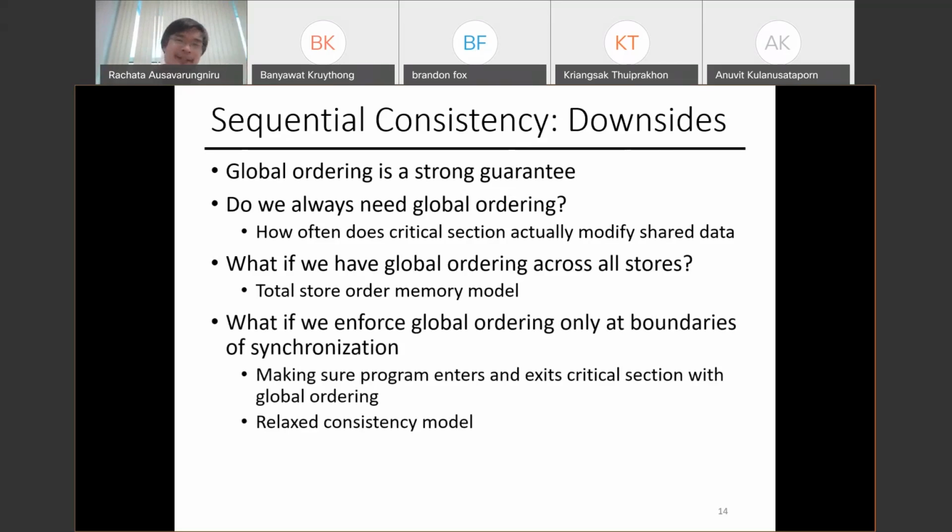So our idea is this. It is not just an idea, it is a proper implementation for the weak consistency model. But what if we enforce global ordering only at the boundary of synchronization? When I write, I want to make sure I have global ordering. This is called the relaxed consistency model. The reason they're called relaxed is that it's not as strict, right?